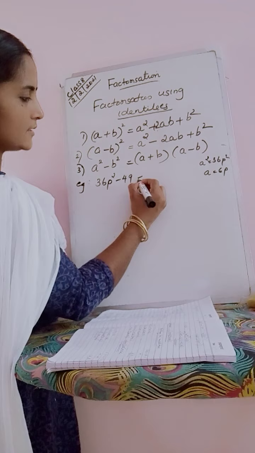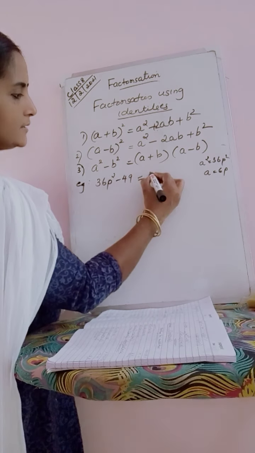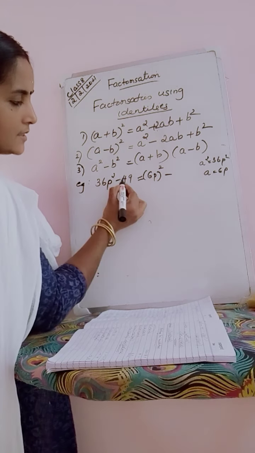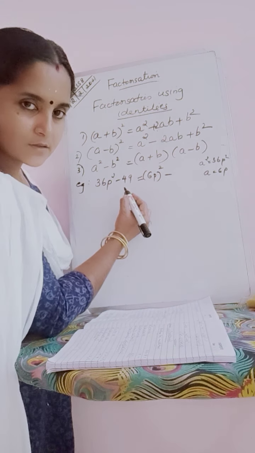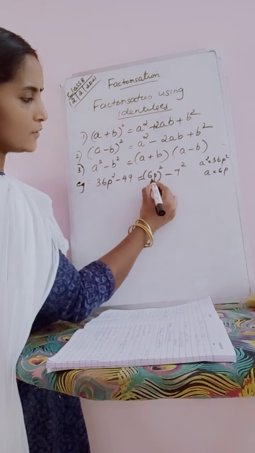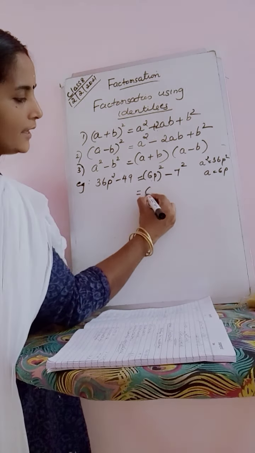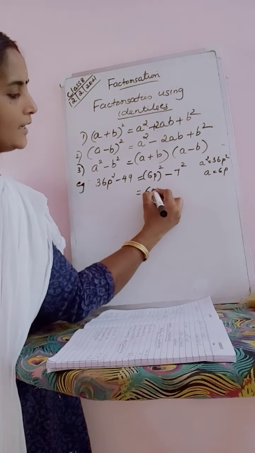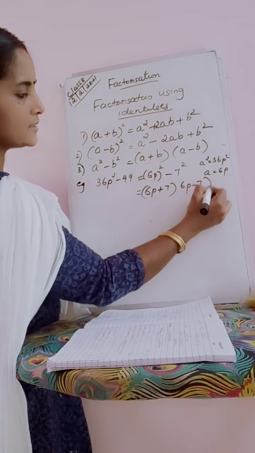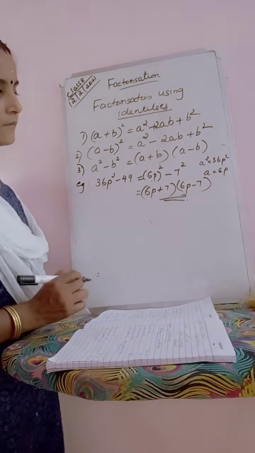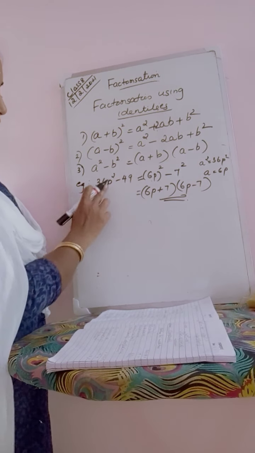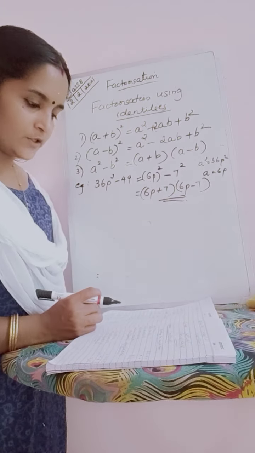So we apply the third identity, and first we write it as 6p the whole square minus 49, which is also a perfect square. So we can write it as 7 square. Okay, this is of the form a square minus b square. And what is a square minus b square? a plus b into a minus b. Okay, in this way we write the factors of the given expression.